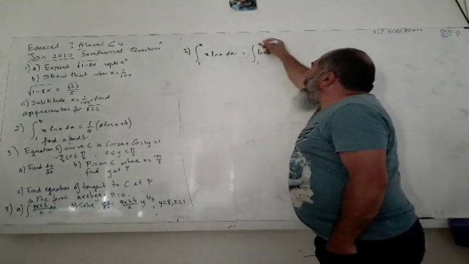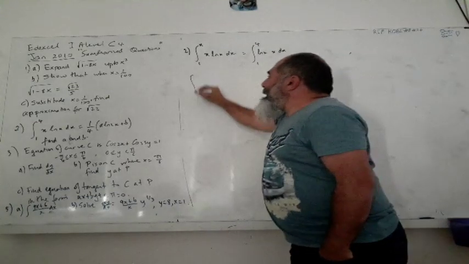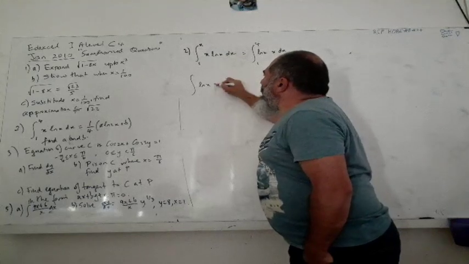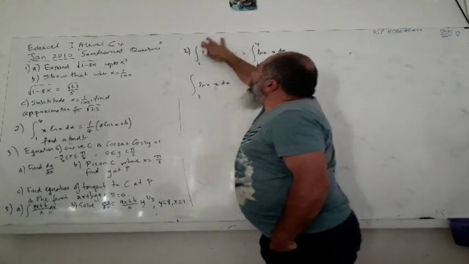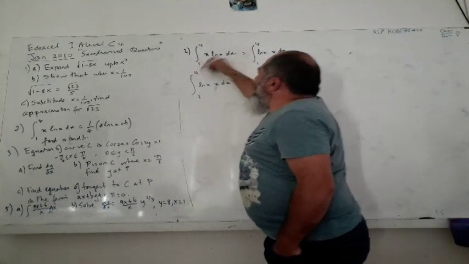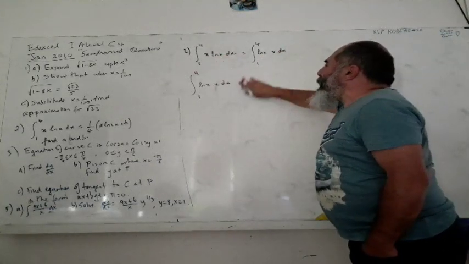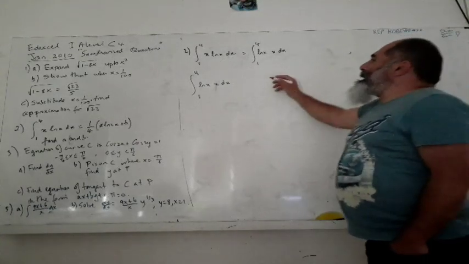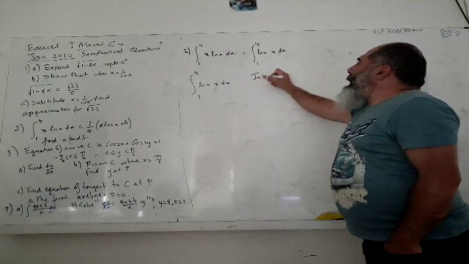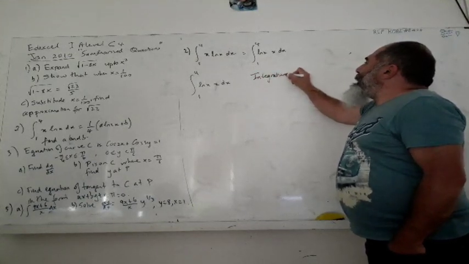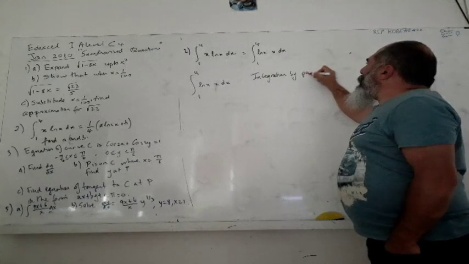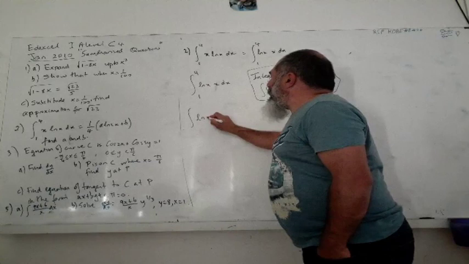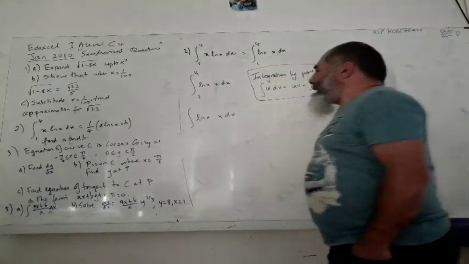And remember that the integration here, ln x dx, is a typical example of integration by parts. This is a typical integration by parts which can be solved by UDV. We are going to solve it by integration by parts.